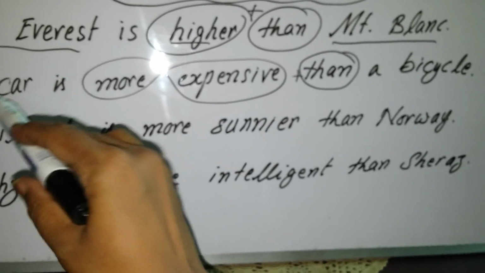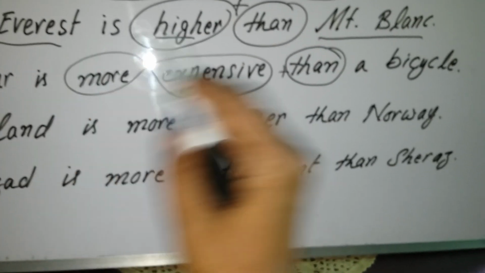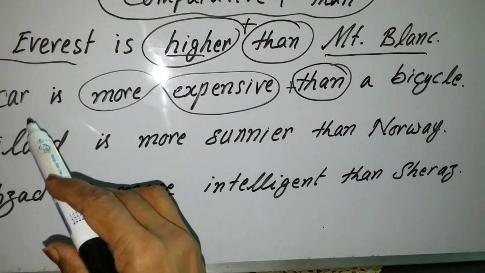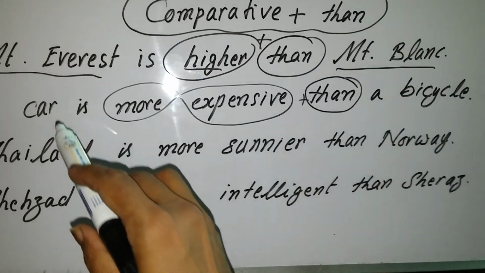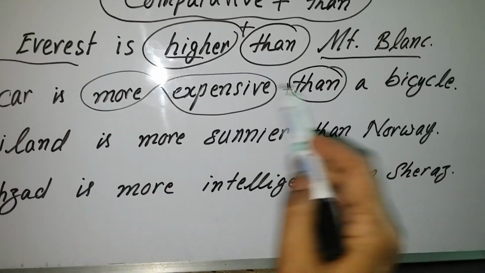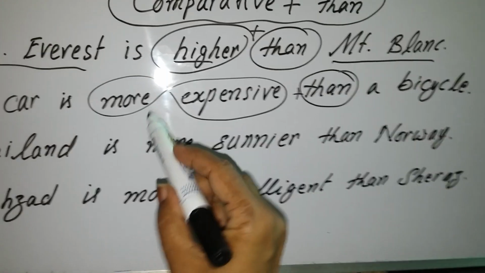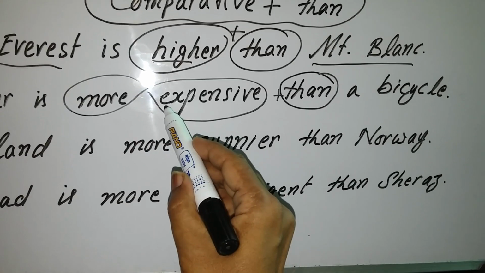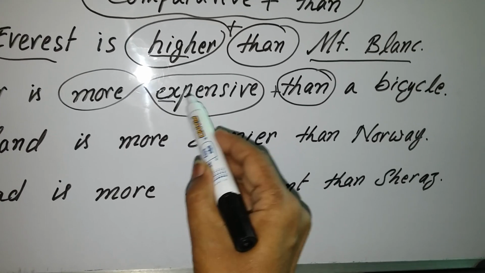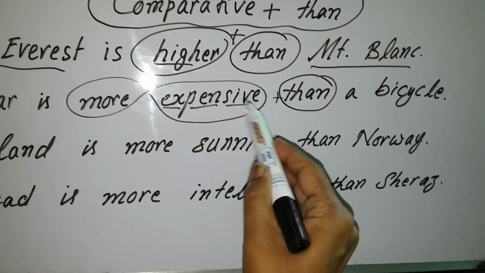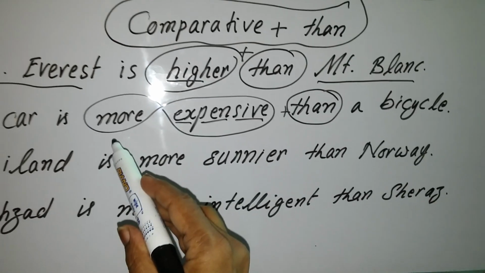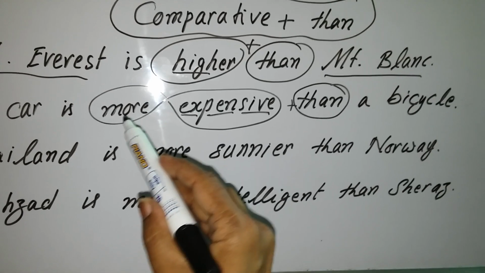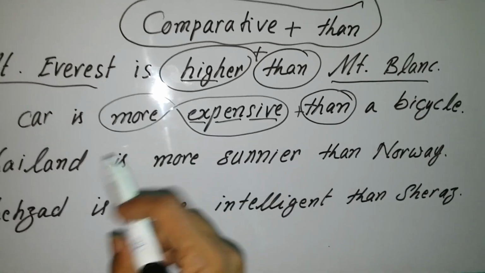Now the two nouns are being compared. The difference between these two nouns, car and bicycle, is being compared. That car is more expensive than a bicycle. Now why have we used more over here? Because expensive has more than one unit. So we will use more before it to make its comparative.